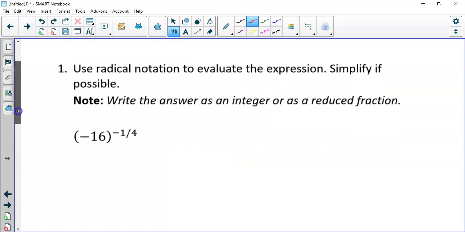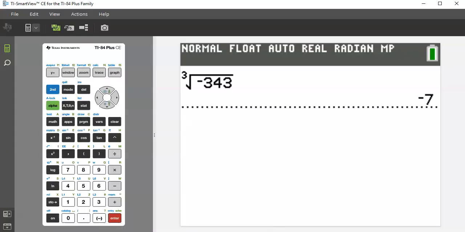So again, it says use radical notation to evaluate the expression, simplify if possible. Go to your calculator. Let the calculator do the dirty work. Okay? So we go to our calculator. We're just going to put this in and see what it says. Okay? Ain't no one going to know if you made radicals or not.